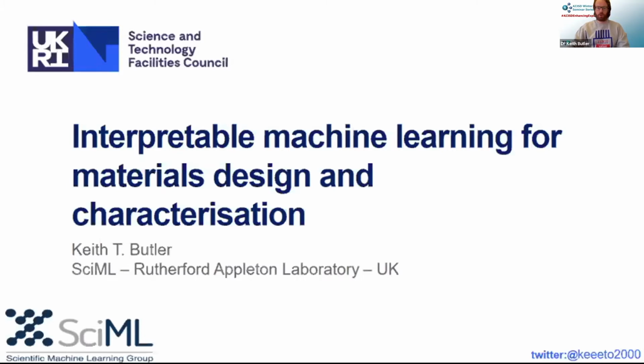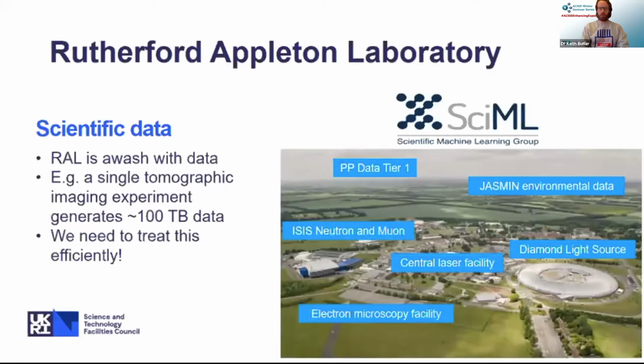But first of all, a little bit about our group and what we do and where we're based. We're based at the Rutherford Appleton Laboratory, which is in Didcot, just out to the west of London. I'm sure many of you will know Rutherford Appleton Laboratory and be aware of the facilities that we have there. Things like Diamond Light Source, ISIS Neutron and Muon Source, the Central Laser Facility, and so on. We also have the particle physics data from CERN, the UK's part of that is based at Rutherford Laboratory, and environmental data at JASMIN. And it's a site that's really awash with data.